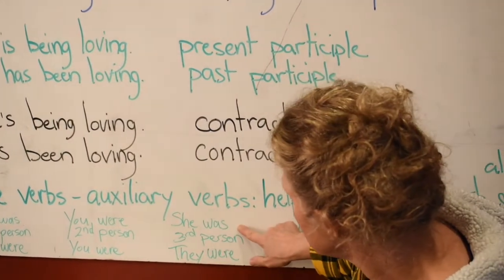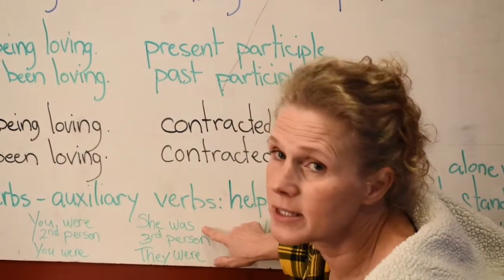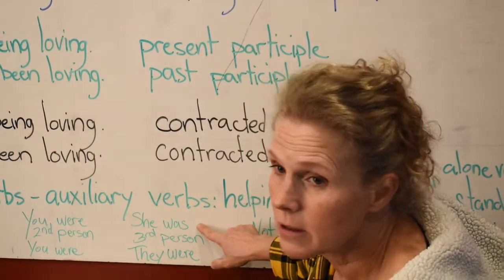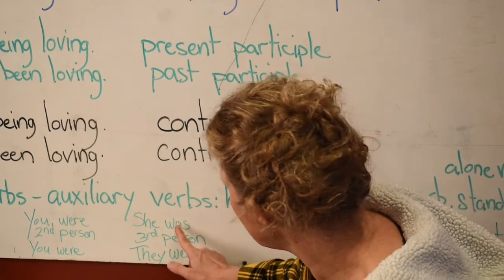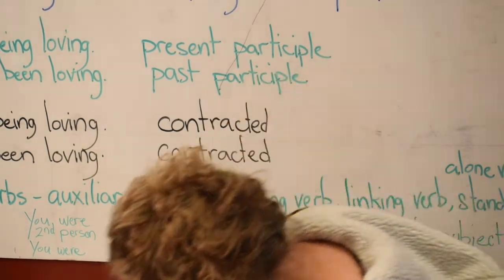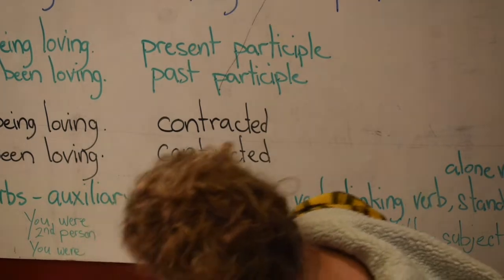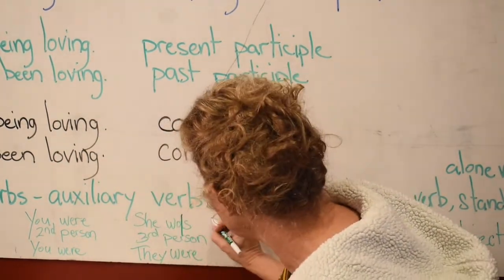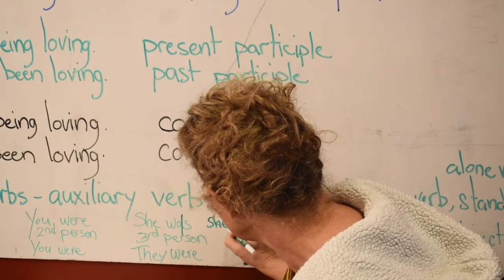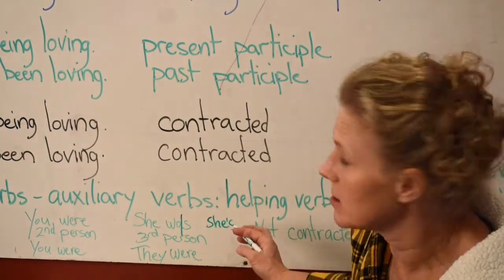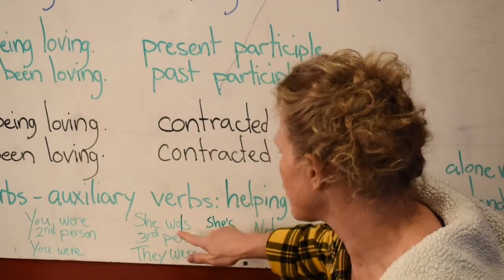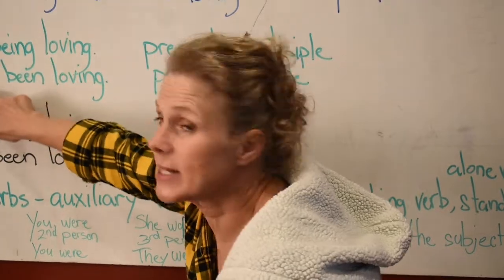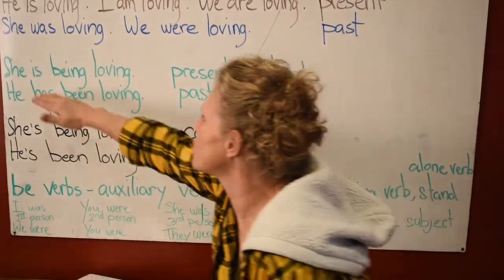"She was." Can you contract this? Paul, can you contract "she was"? No. When you contract a word, you take all the words over, and then look what you would get. You get "she's," which is "she is." So you don't contract the past. You contract the present. Those are the words that you contract with the subject.